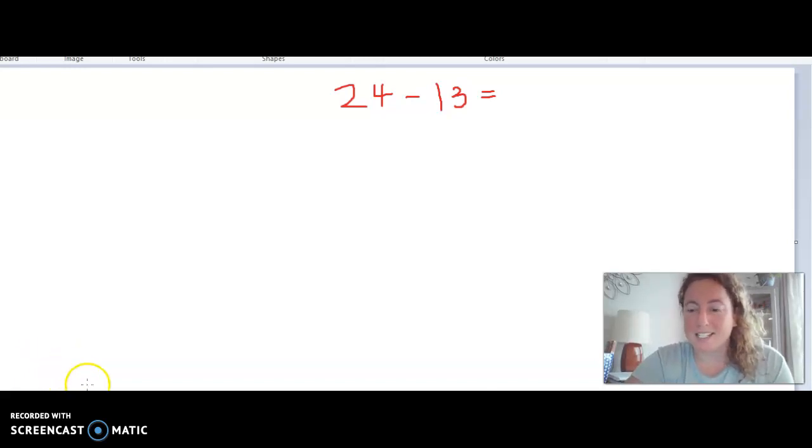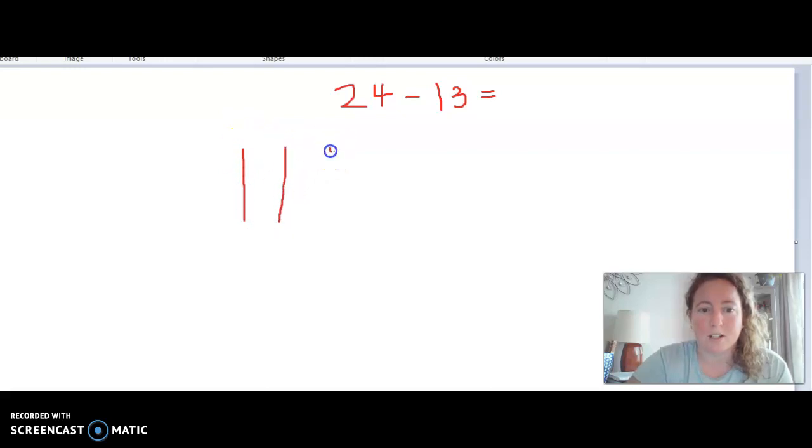Hey everybody! Today we're going to practice the strategy of using base 10 blocks to subtract. I have the equation 24 minus 13 equals what? So the first thing I want to do is draw my base 10 blocks to represent 24. 10, 20, 21, 22, 23, 24.